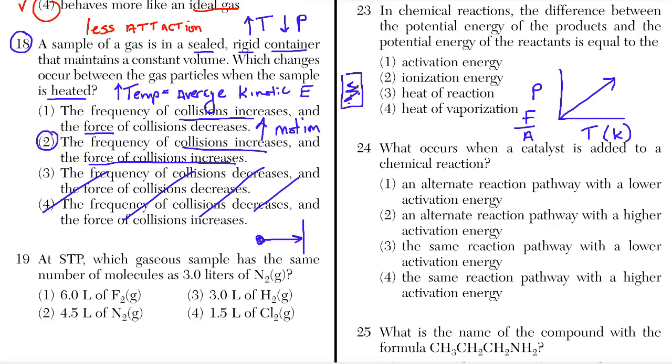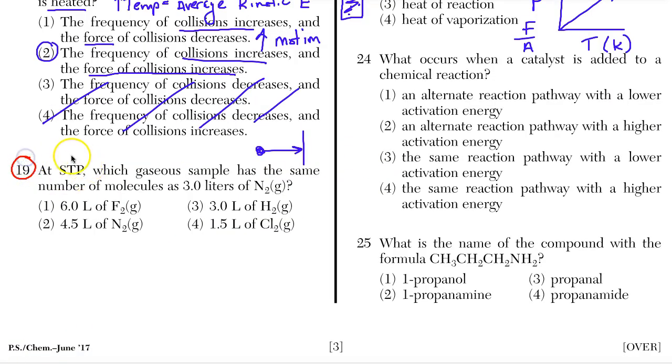Make the molecules go faster, they collide more often, which increases the pressure, and each individual collision with the container wall increases because each particle has more speed. So 18 is 2. Moving on to 19. Number 19, I call this the same problem. Comes up a lot.